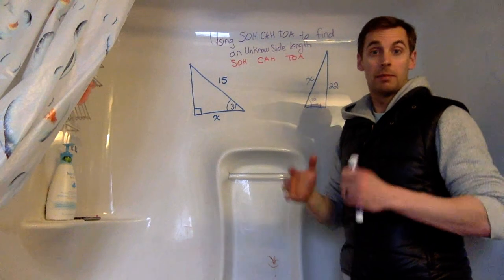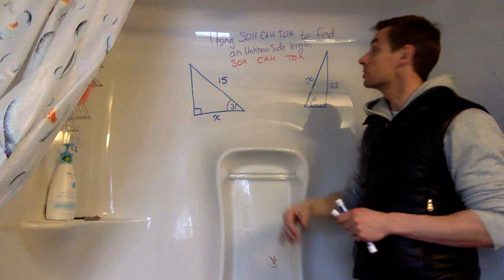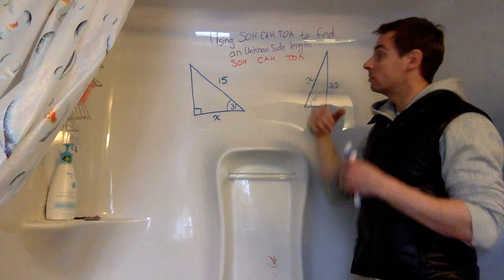Hey there, it's Mr. Elko from the Math Tub once again, and today we're going to look at how to use our SOH CAH TOA, our trig ratios, to find an unknown side length.